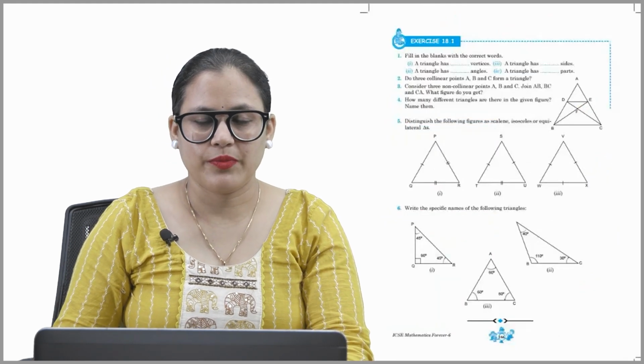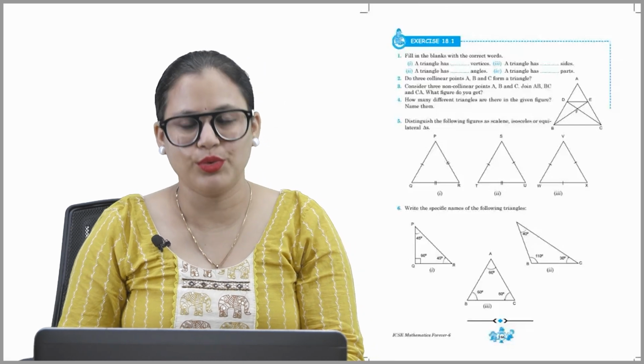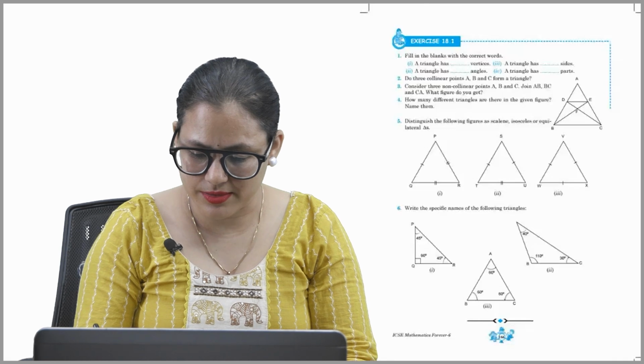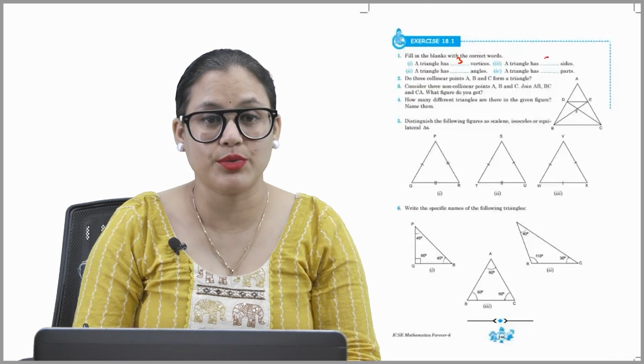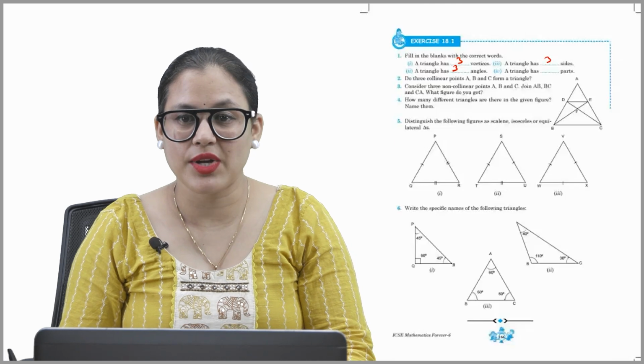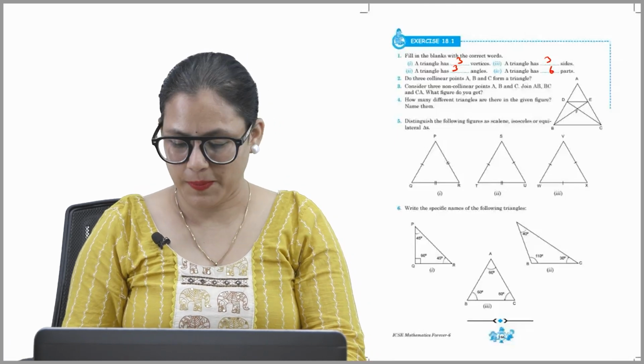Exercise 18.1. Fill in the blanks with the correct words. A triangle has dash vertices. I know you know the answer. A triangle has 3 sides. That is why it has 3 vertices. A triangle has 3 sides. A triangle has 3 angles. A triangle has dash parts. A triangle has 6 parts.